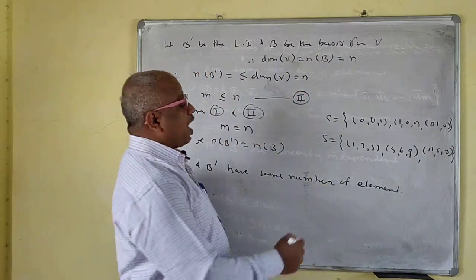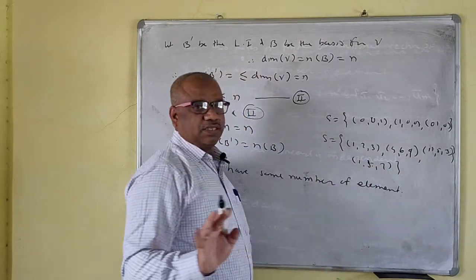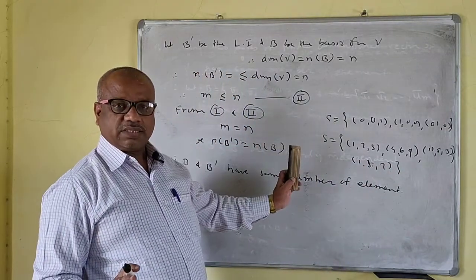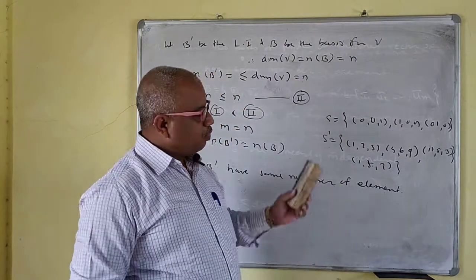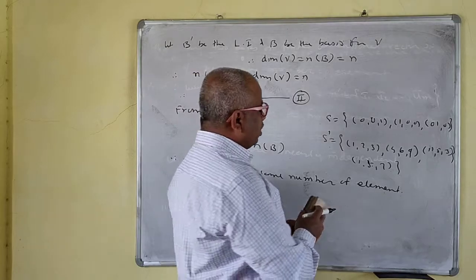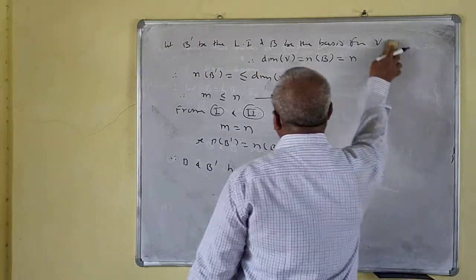Maybe a basis. But if you add one more vector here, (1, 5, 7), then this will not be a basis. The number of elements in S and S prime should be the same. Vectors may be different, vectors may or may not be the same, but the number of elements is the same.